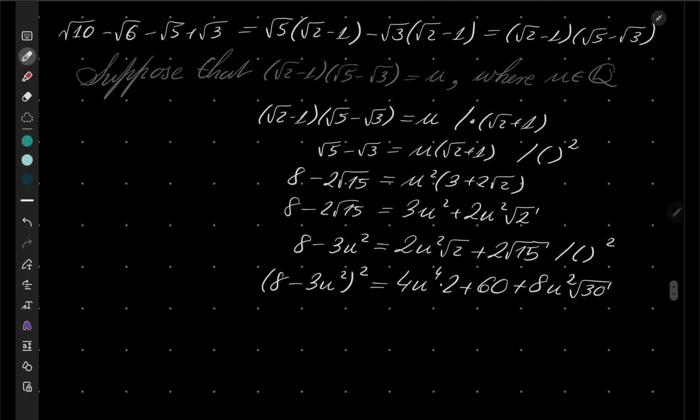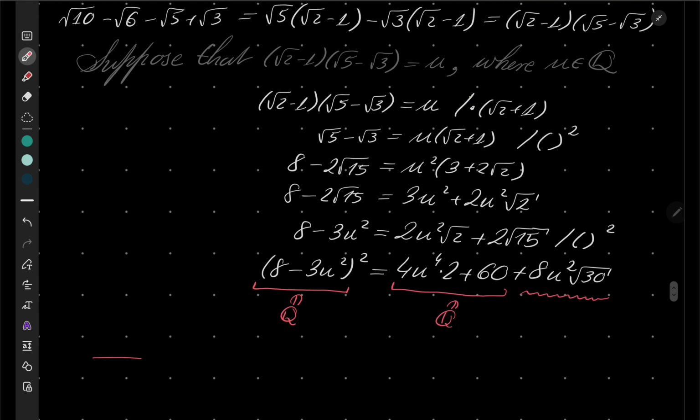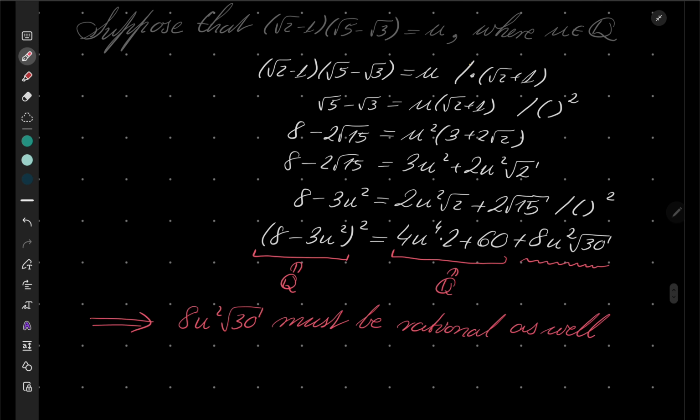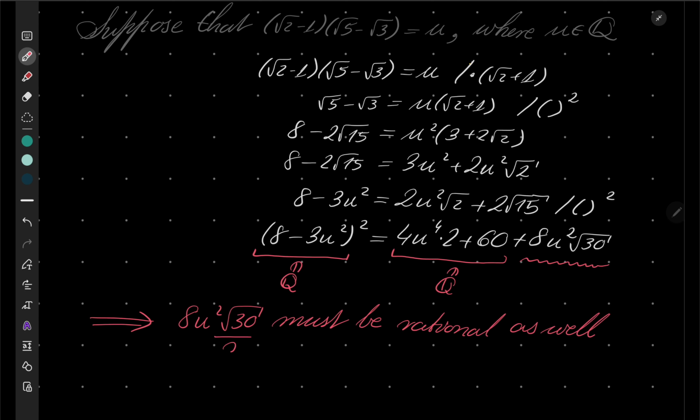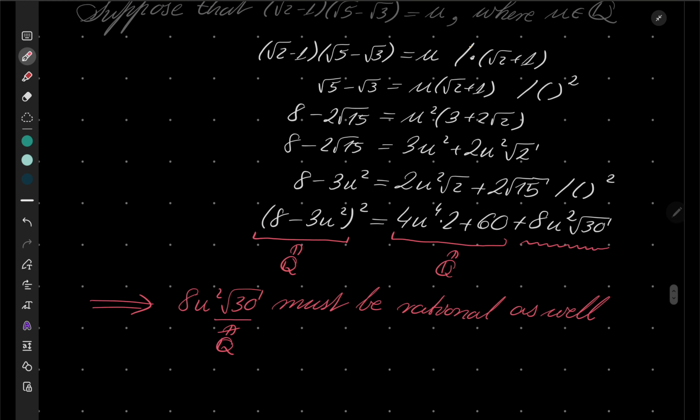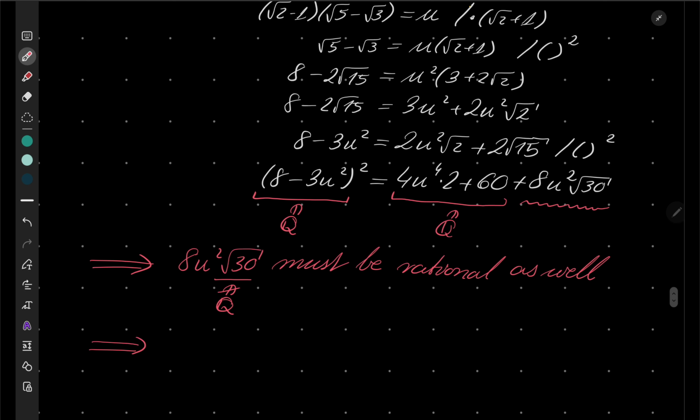Okay, very well. But now look here, this number is rational because u is rational. This part is rational as well, but this number, so this number should also be rational. So 8 times u squared times square root of 30 must be rational as well. But 8 is rational, square root of 30 is irrational. So the only option for this to hold is u to be equal to 0.